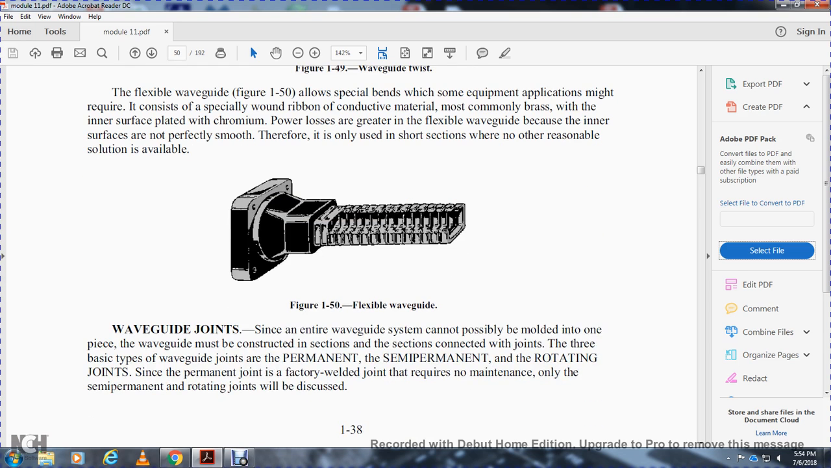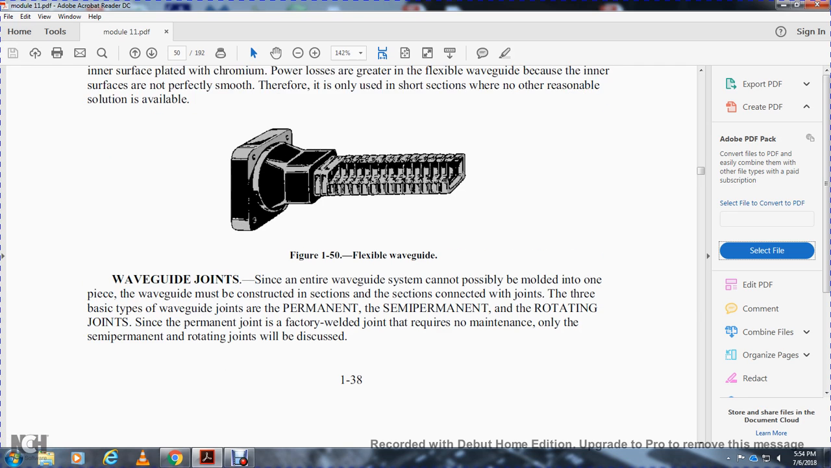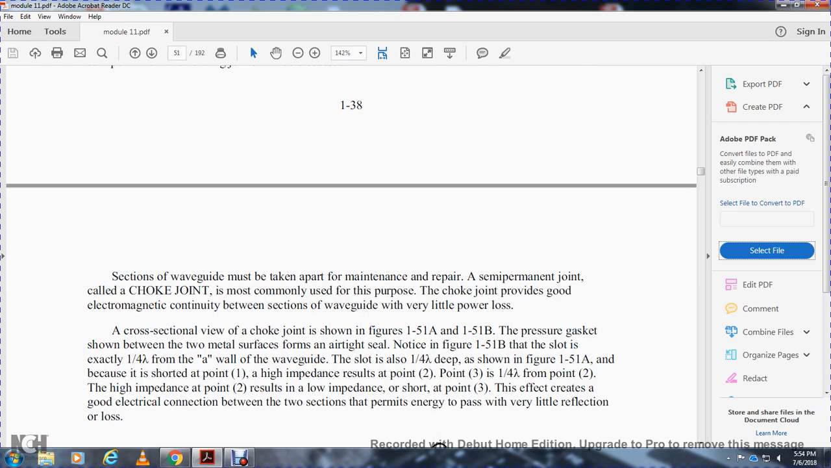All right, waveguide joints. The entire waveguide system cannot properly be molded into one piece, so the waveguide must be constructed in sections. The sections are connected and joined. The basic types of waveguide joints are permanent, semi-permanent, and rotating joints. Since the permanent joint is a factory welded joint that requires no maintenance, only the semi-permanent and rotating joints will be discussed. Sections of the waveguide must be joined with a prepared semi-permanent joint called the choke joint, which is the most commonly used.